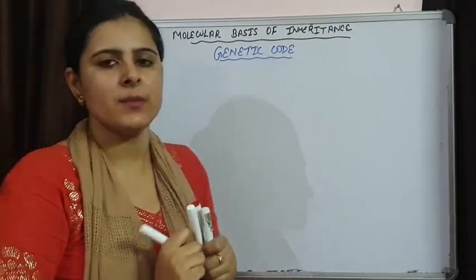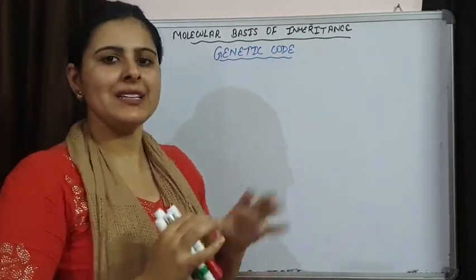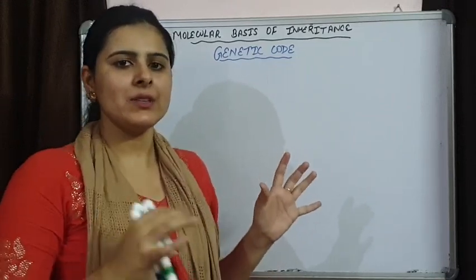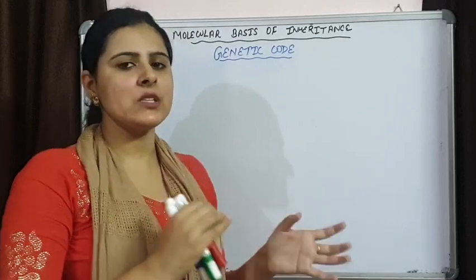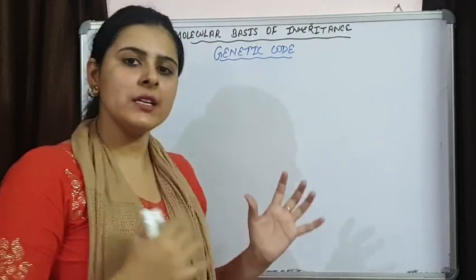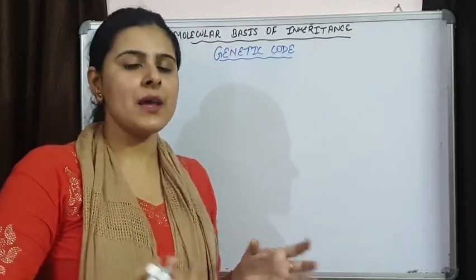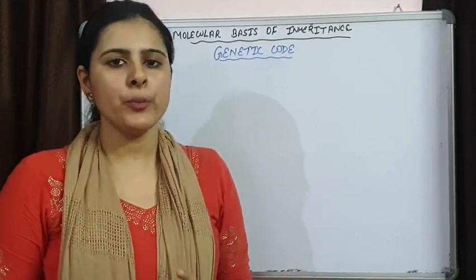We are going to discuss genetic code. Many things we have done. We saw how DNA replication is taking place. Then we saw how DNA is going to form mRNA. And then, in translation, we saw how this mRNA is going to form the proteins.